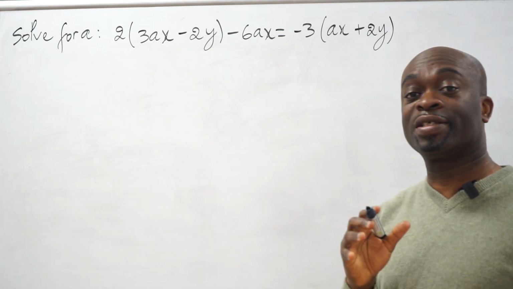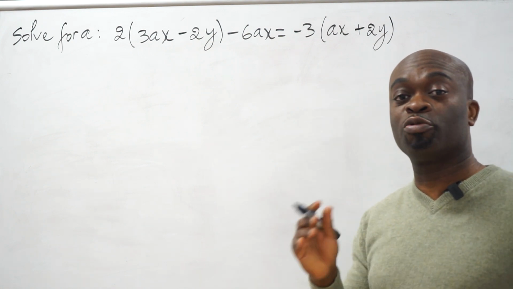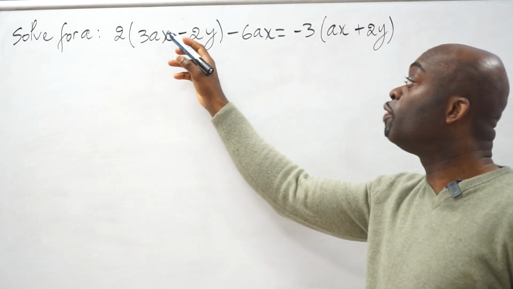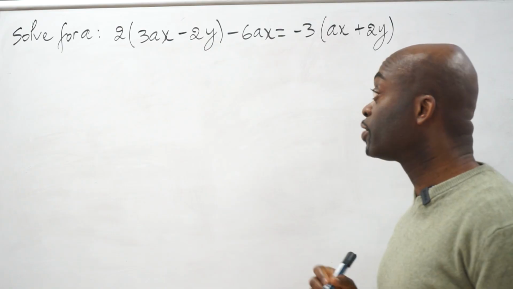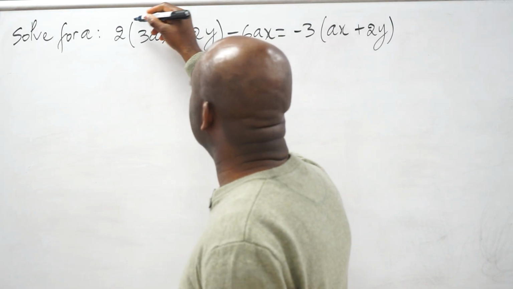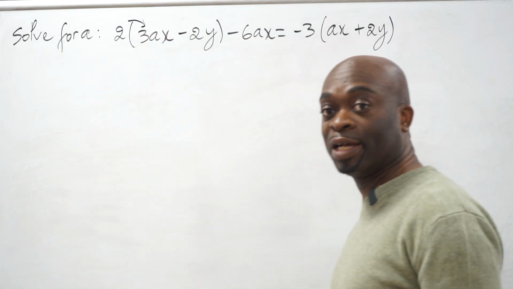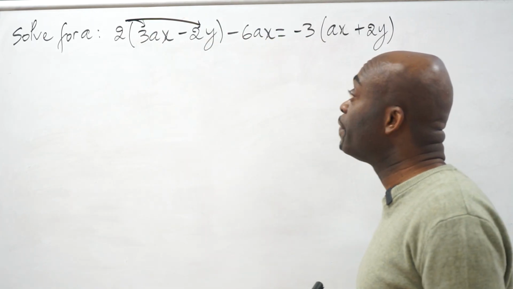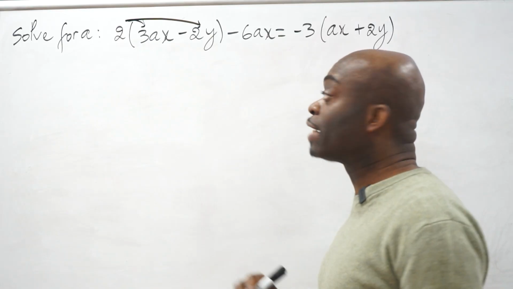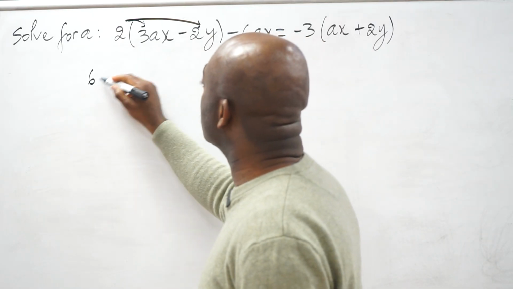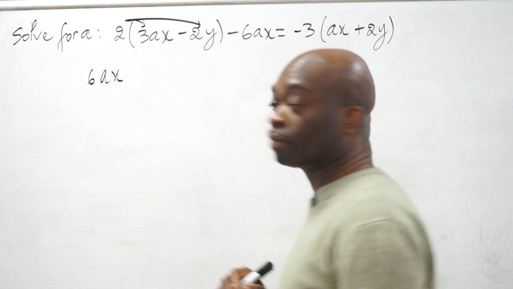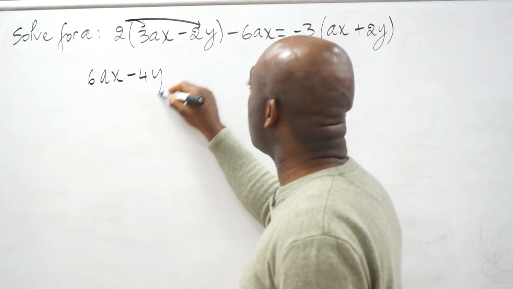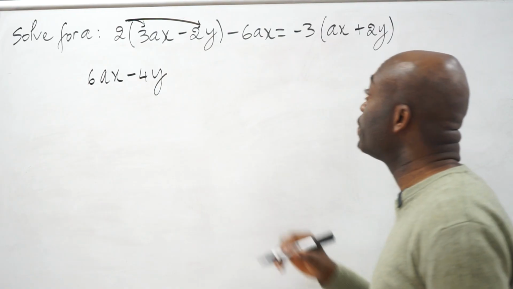Anytime we have parentheses, ladies and gentlemen, we know we've got to remove them by multiplying whatever we have in front of it with what we have inside the parentheses. So let's go for it. We have 2 that will multiply 3ax, and then the same 2 will multiply negative 2y. 2 times 3ax will give us 6ax. And then 2 times negative 2y gives us negative 4y. And then we just bring down negative 6ax.